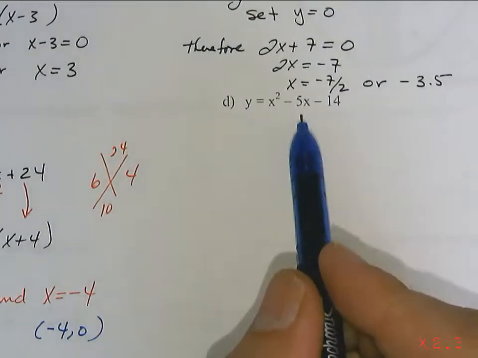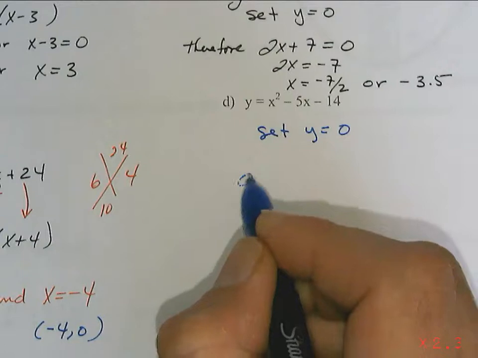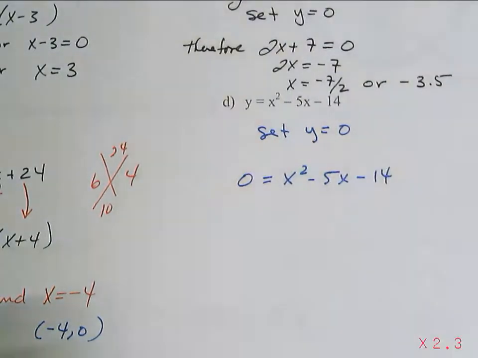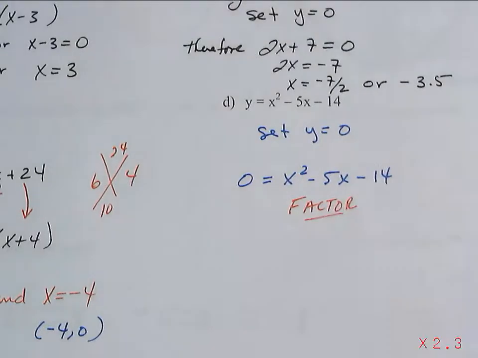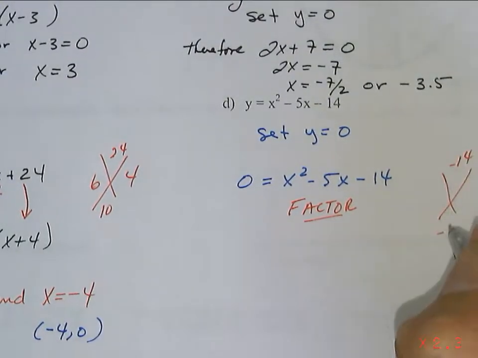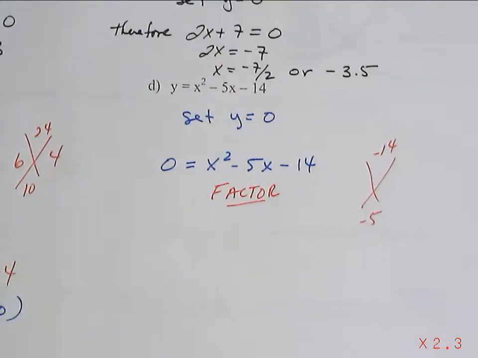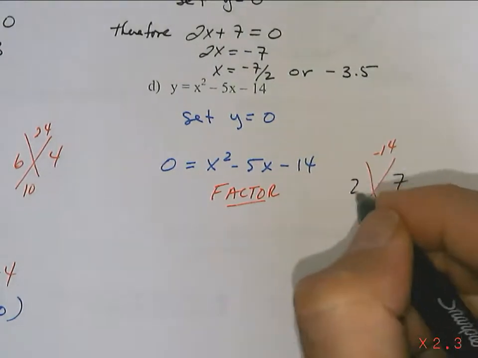So this is in factored form. If I set y equal to 0, what I have is a mess. And up until today, you guys couldn't do anything with it. But because of today, you can factor, which means you're looking for two numbers that multiply to give negative 14 and add to give negative 5. I'm thinking that's a good one. Are there any negatives that need to go in there?